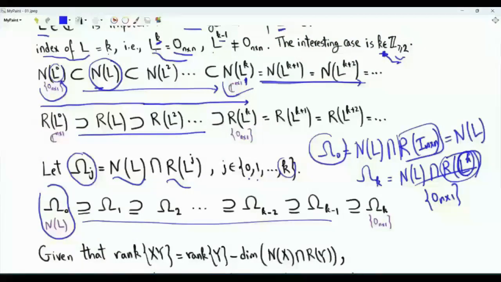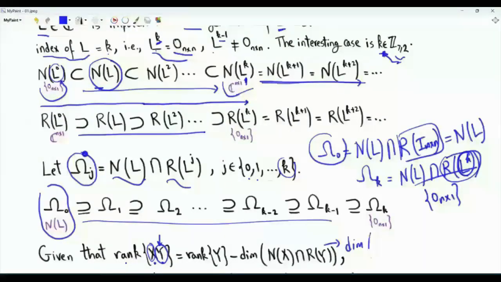What is the dimension of this omega j? To compute the dimension, we make use of the following result. If we have two matrices, x and y, with compatible sizes, the rank of xy, the rank of the product, is equal to the rank of y minus the dimension of the intersection between the null space of x and the column space or the range of y.